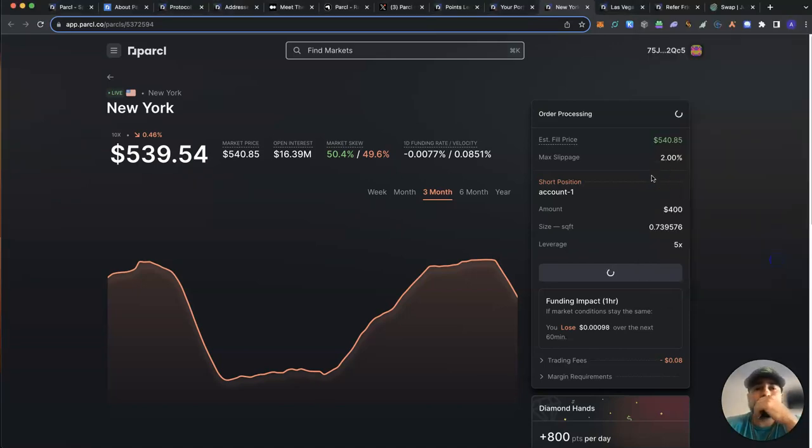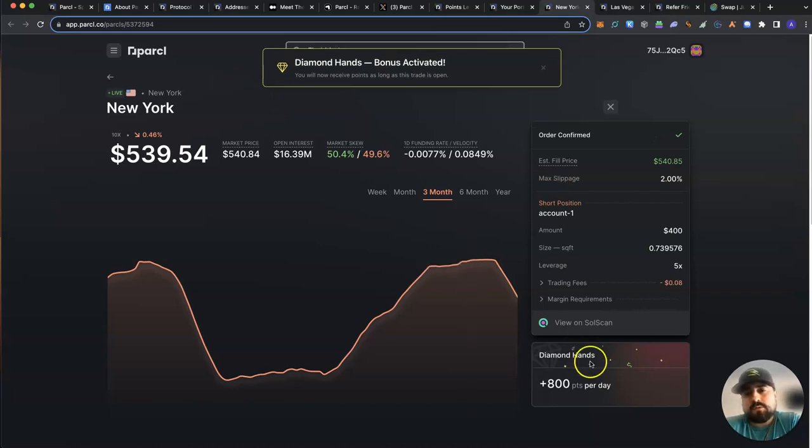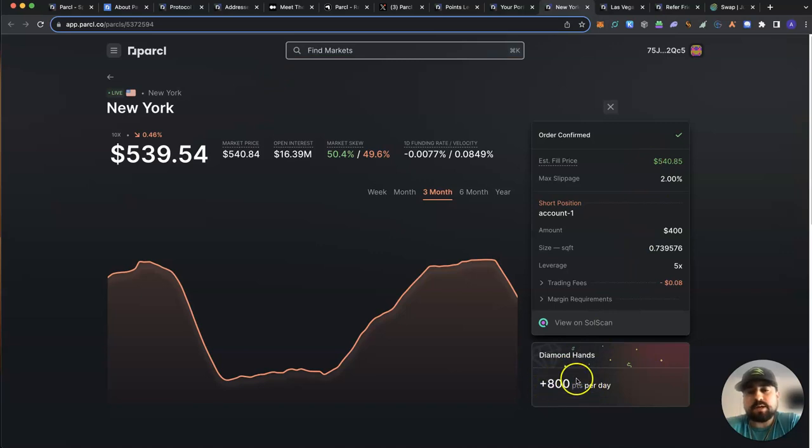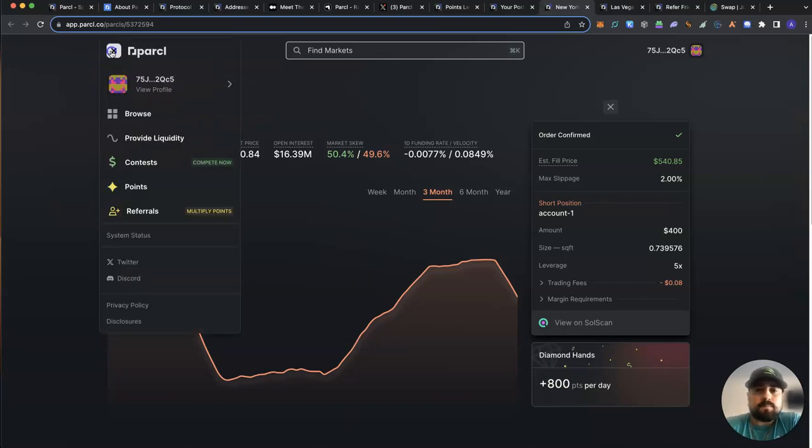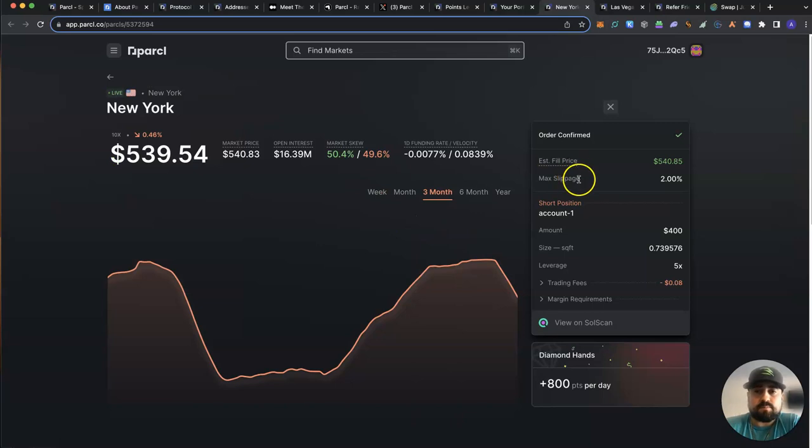So we'll confirm. You can see right here my position. This is how much points I'll be earning on this trade per day, 800 points per day, which will be converted. I get that every single day. Obviously with that, I have risk on the upside now. So if New York market goes up, obviously that's my risk. And you also want to be aware of your margin ratio.